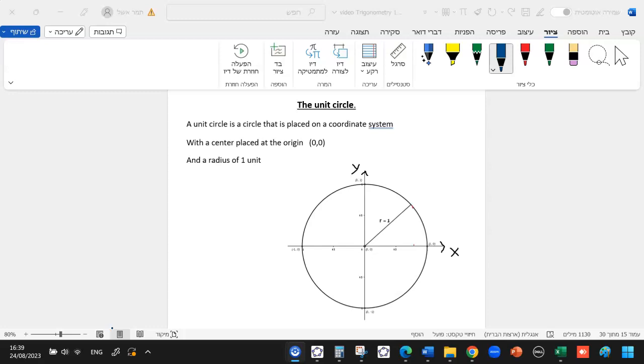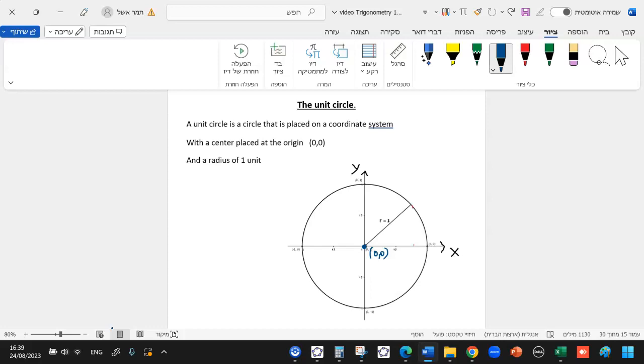You can see it here. This is a circle that is placed on a coordinate system in x-axis and y-axis. The center of the circle is placed at the origin. This is point 0, 0. And the radius of the circle is 1 unit. This is why it's called the unit circle. All the points on the circumference of the circle have some x-coordinate and y-coordinate.